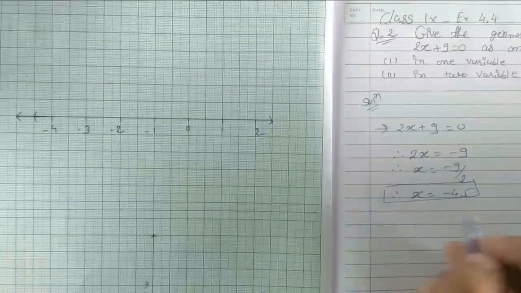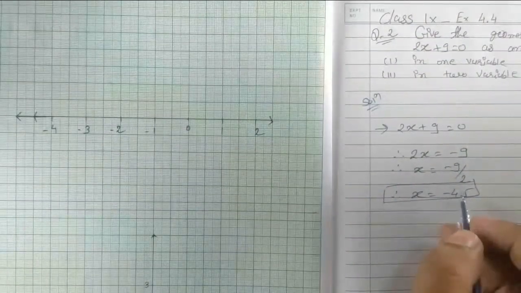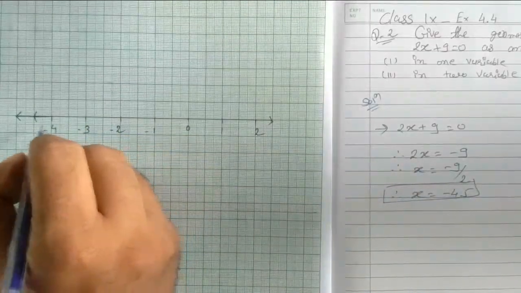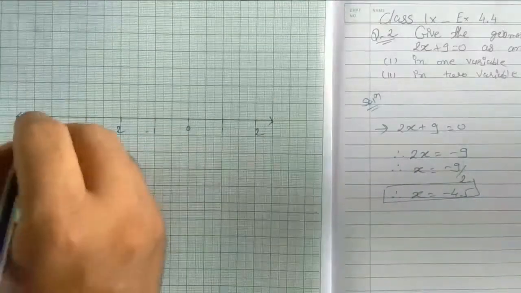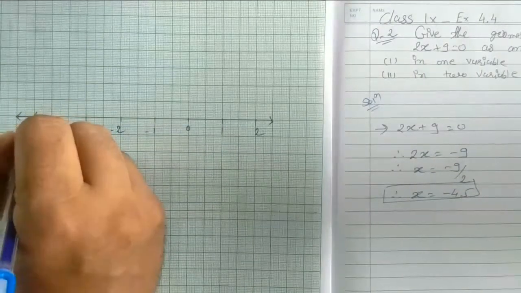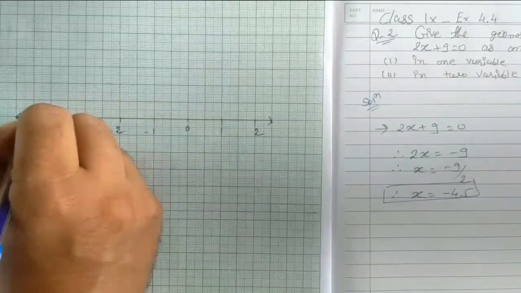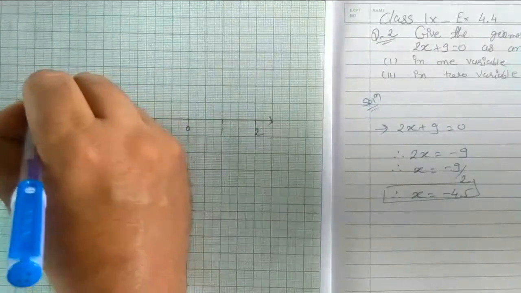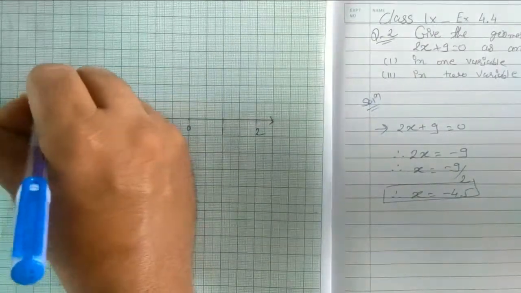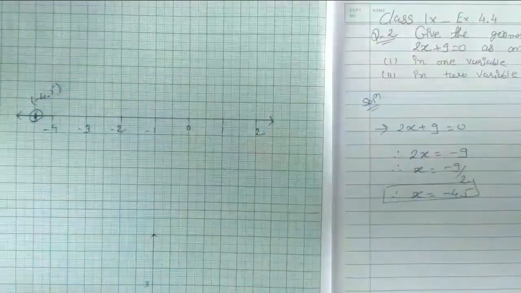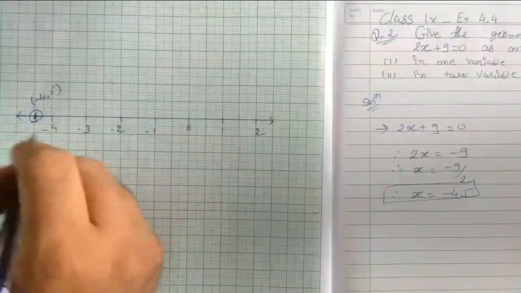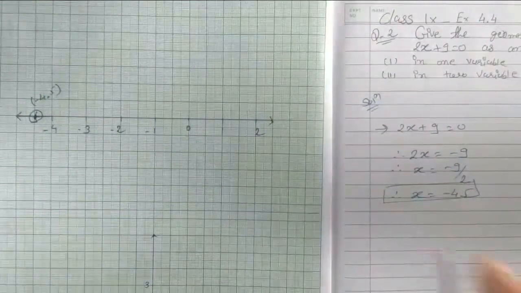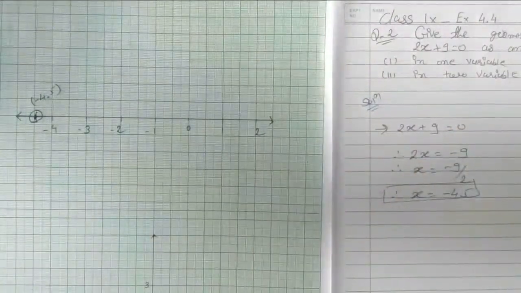So now x is equal to minus 4.5. Minus 4 is here and minus 5 will be here. So we can express minus 4.5 here. We can write minus 4.5. So this is our coordinate on the x axis, because this one is in one variable.